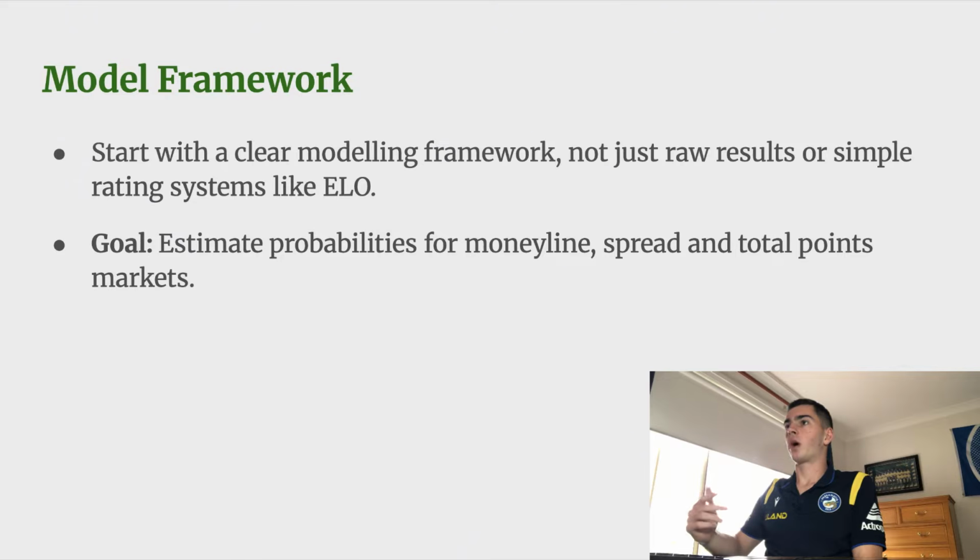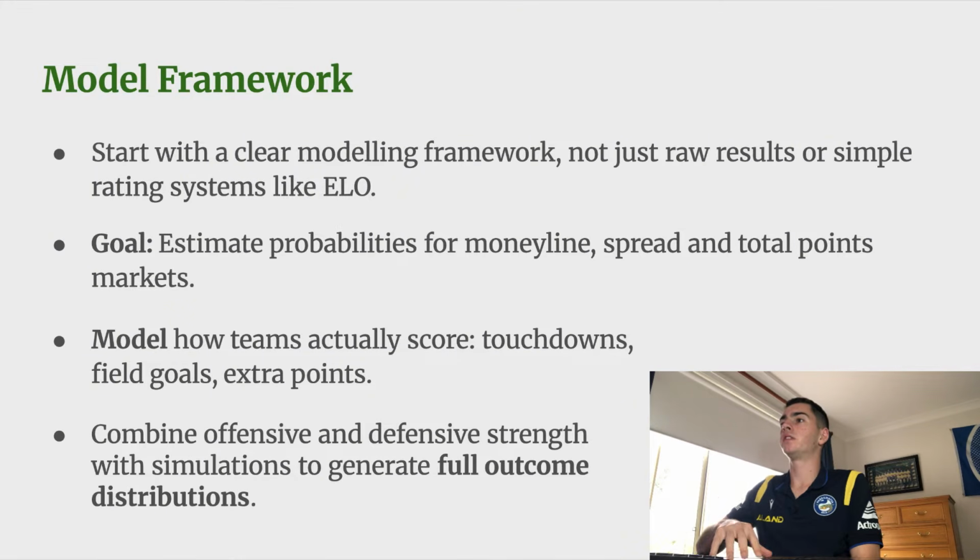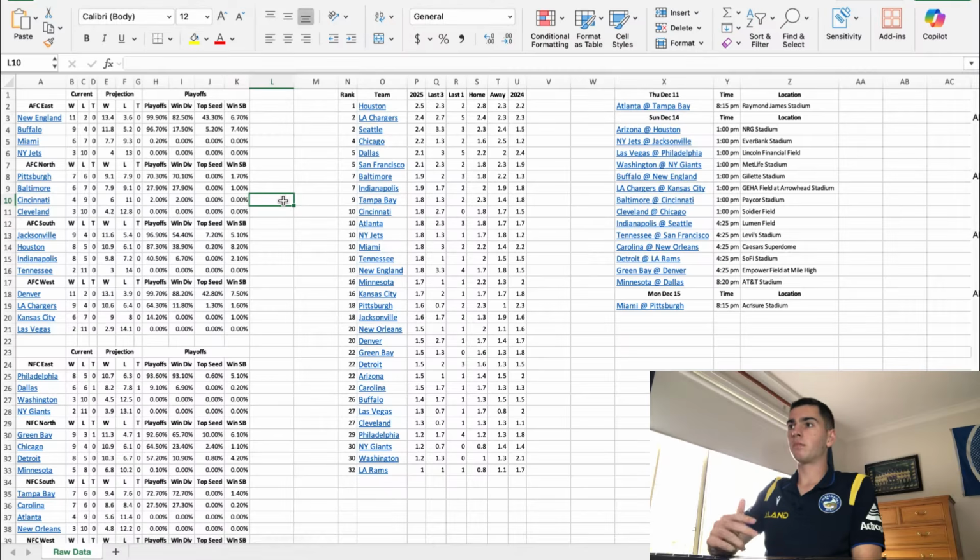But achieving this requires more than just comparing win-loss records or using an ELO style rating. To predict scoring outcomes accurately, the model needs to understand how teams actually generate points. Touchdowns, field goals, extra points, and even rare events like safeties all have to be considered. That means analyzing both offensive and defensive strength, adjusting for context, and then simulating thousands of game outcomes to form full probability distributions. The first step is to import the data we need into Excel.